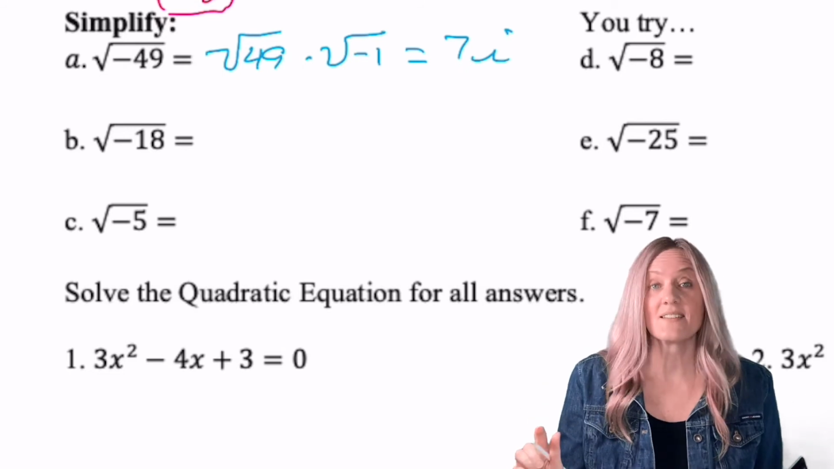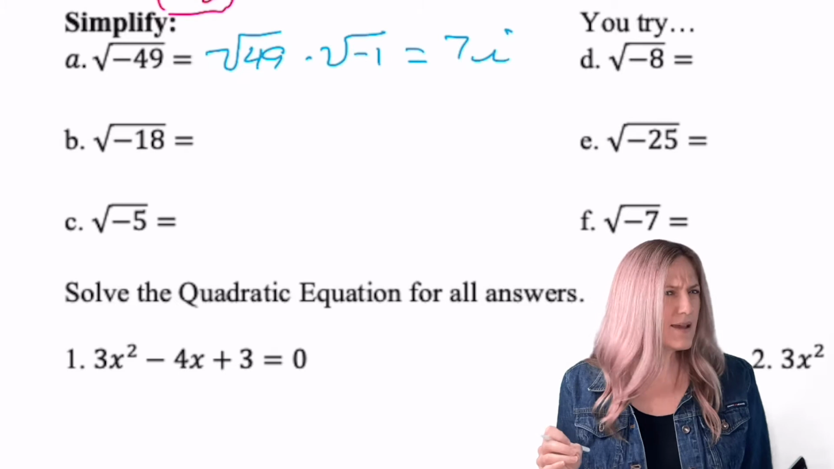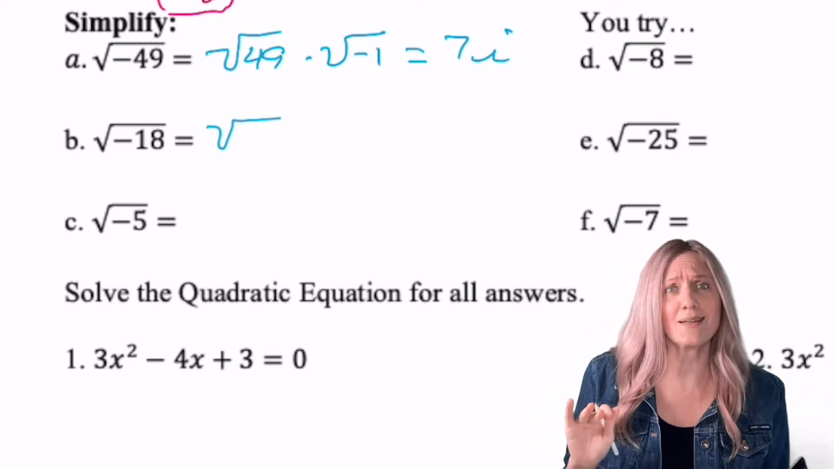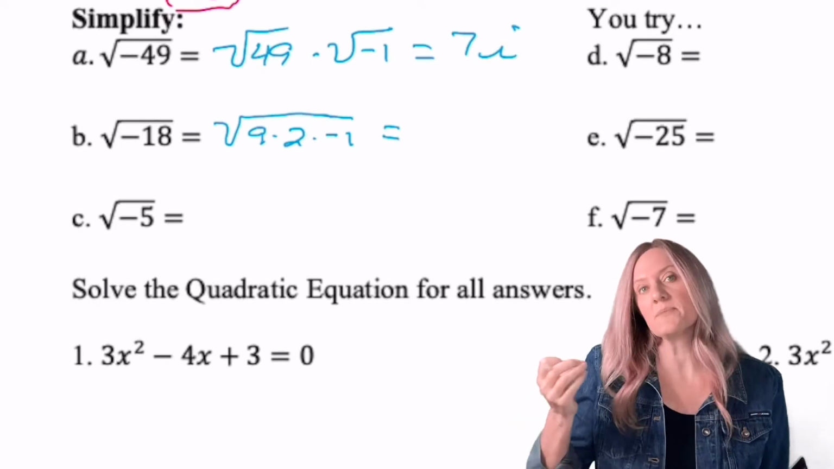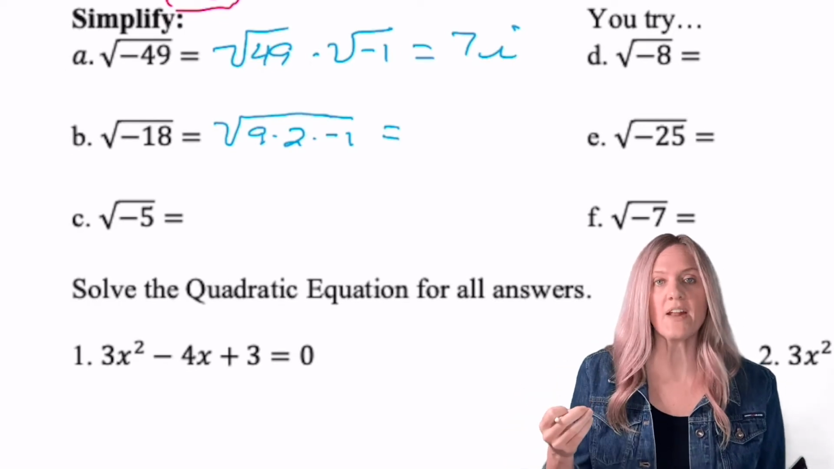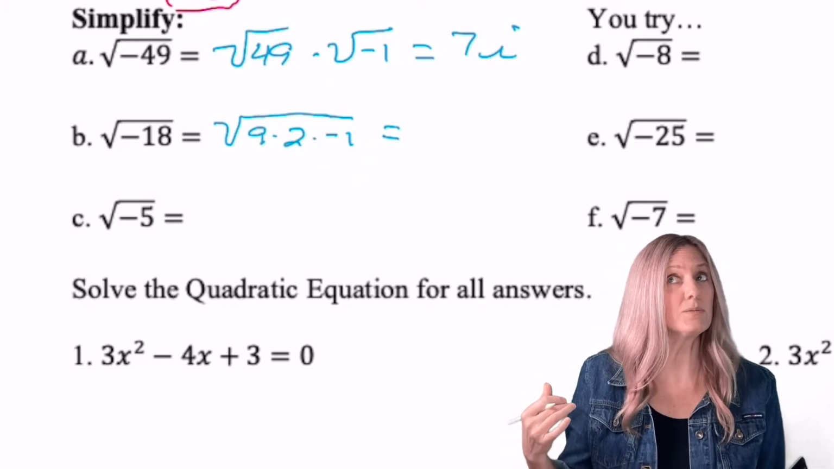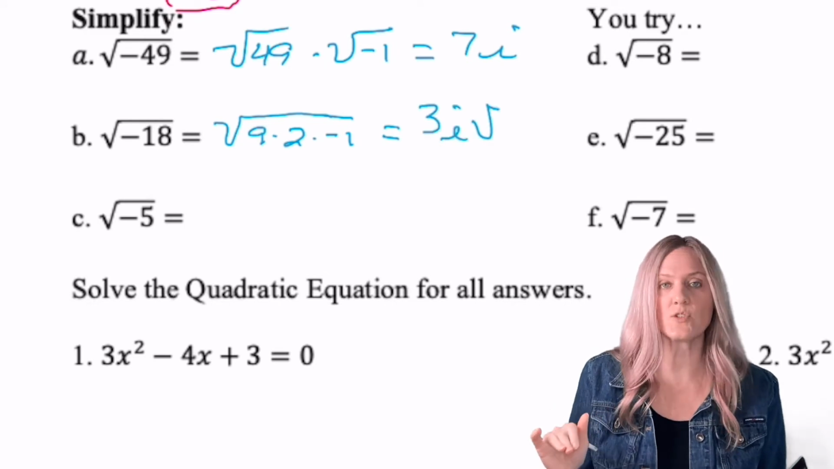Look at B. Same idea. We know we have a square root of -1 in there, but now 18, ooh, perfect squares. So 3 times 6 doesn't help, but how about 9 times 2? Yes. Think through what comes outside the radical now. Square root of 9 is 3. Square root of -1 is i. Square root of 2 is square root of 2. So the proper way to write this is 3i square root 2.